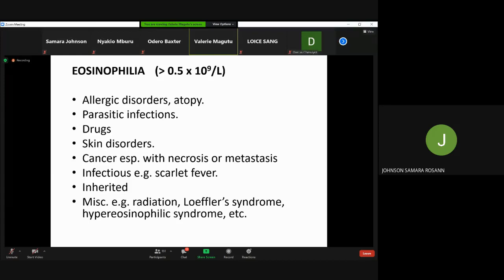For eosinophils, we usually refer to a count above 0.5 times 10 to the power 9 per liter as eosinophilia. And this is often seen in either allergic conditions or parasite infestations, reactions to drugs. You can see it in metastatic CA, or as a result of, for example, radiation. Eosinophilia occurs with your roundworms. You can get a hypereosinophilic syndrome, etc. But the common causes would be your allergic disorders and parasite infestations.